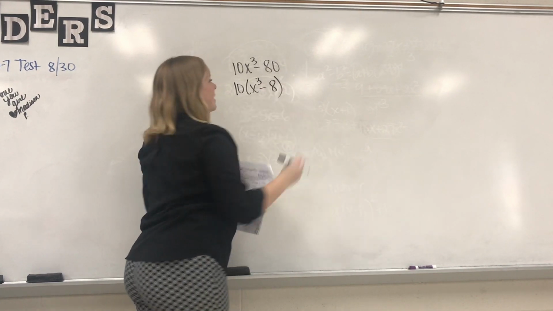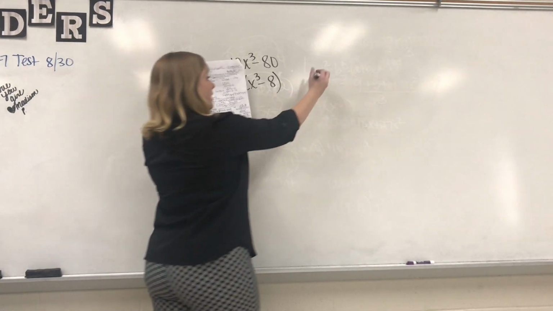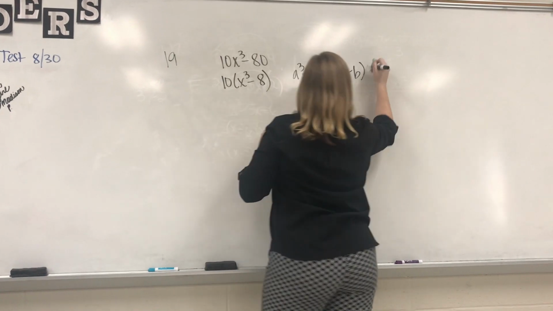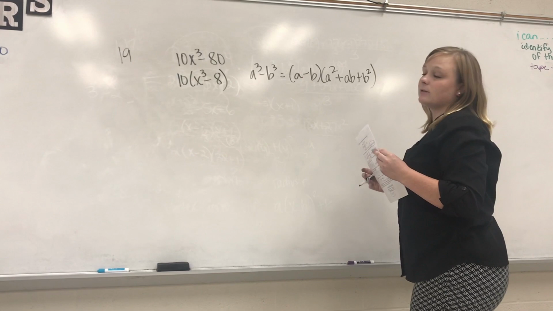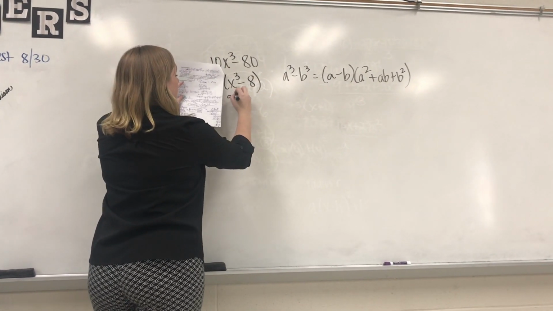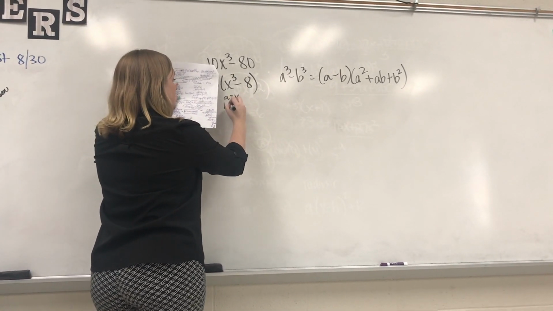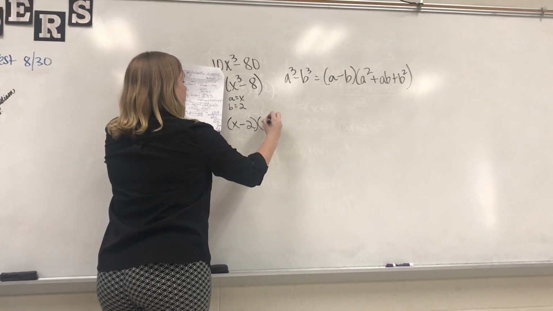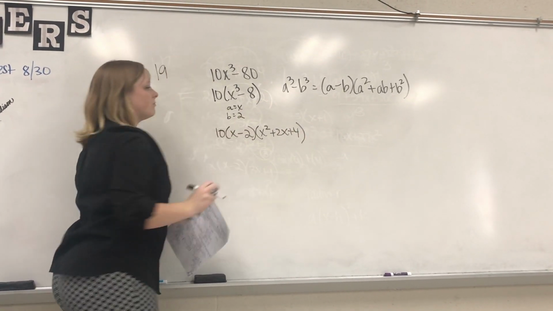That gives me x cubed minus 8. That is a difference of cubes. 8 is a perfect cube. I can do difference of cubes: a minus b, a squared, ab, b squared. Okay, that was on that list of formulas I told you should know. So what did I cube to get to x cubed? It was x. I cubed 2 to get to 8. So that means I do x minus 2, x squared plus 2x plus 4. And I bring my 10 down from my GCF.